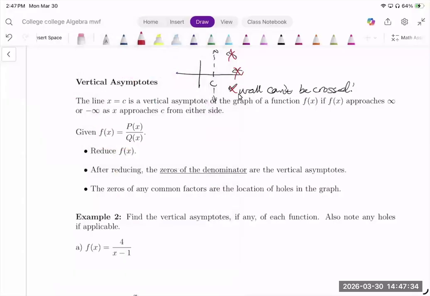Because, like I said earlier, they come from where the zeros are in the denominator. We cannot divide by 0. So therefore, we cannot touch this wall.